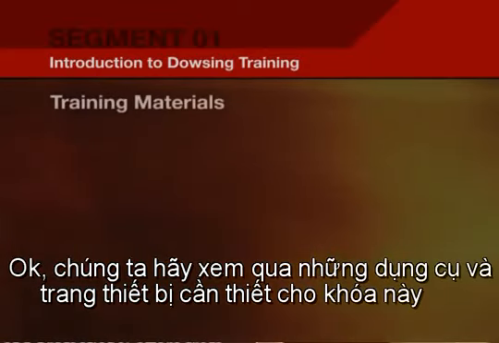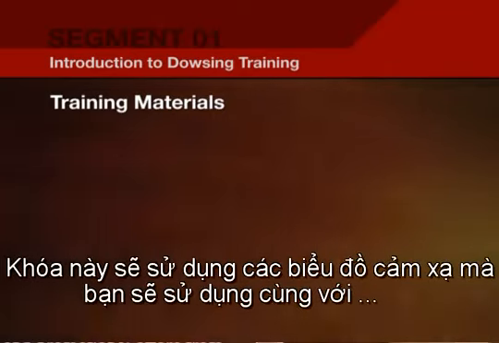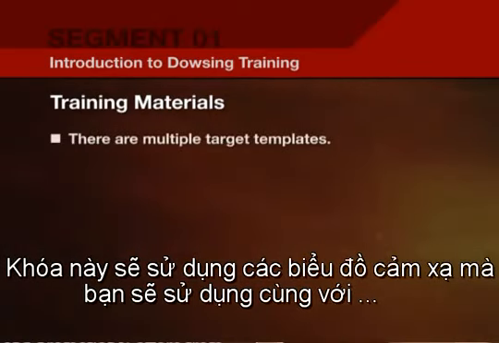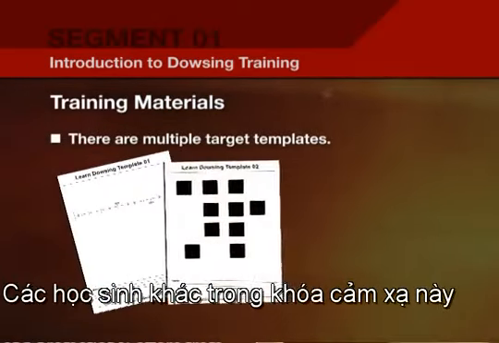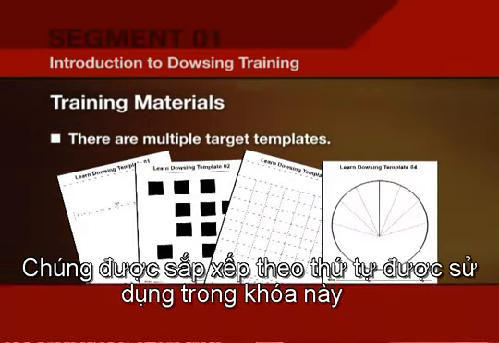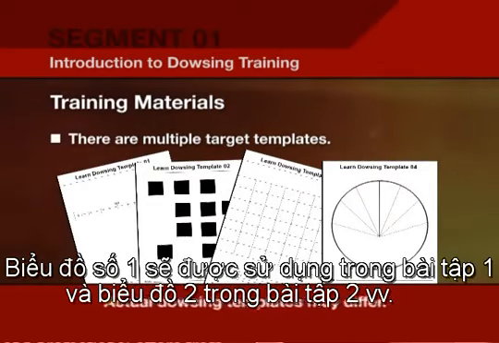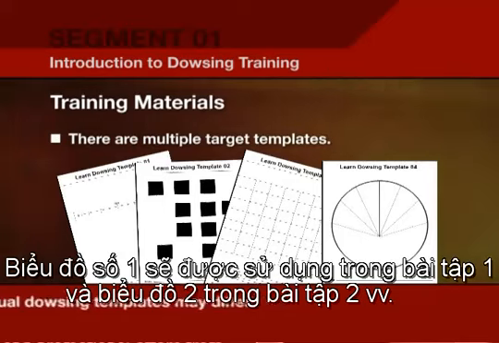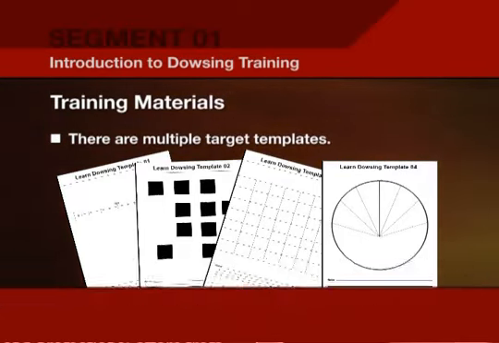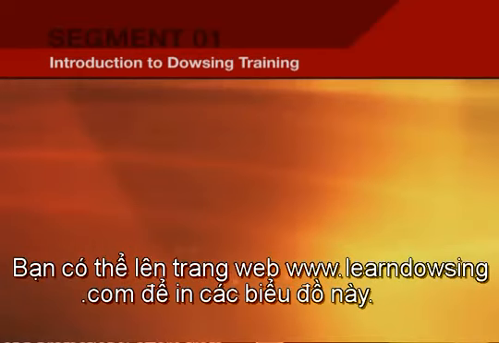Okay, let's review the materials you'll need for this training program. The Learn Dowsing set utilizes target templates that are used for the specific exercises you'll be engaging in right along with the class. These templates are ordered based on which exercise is being executed. Template Package 1 will be used for the first training target. Template Package 2 will be used for the second, and so on. You can obtain these training templates in the following places.